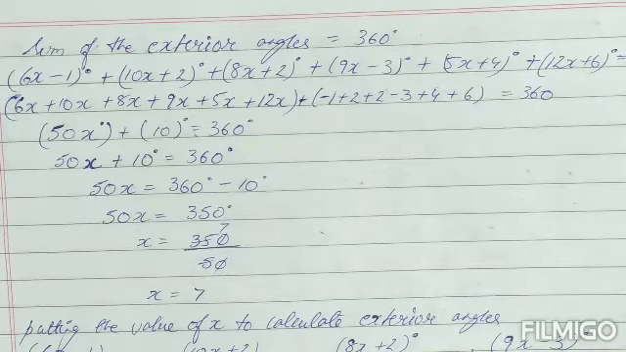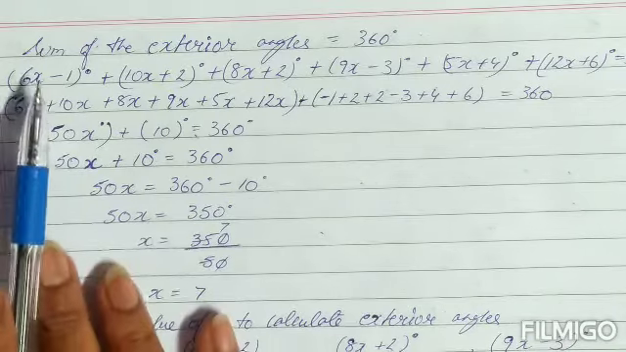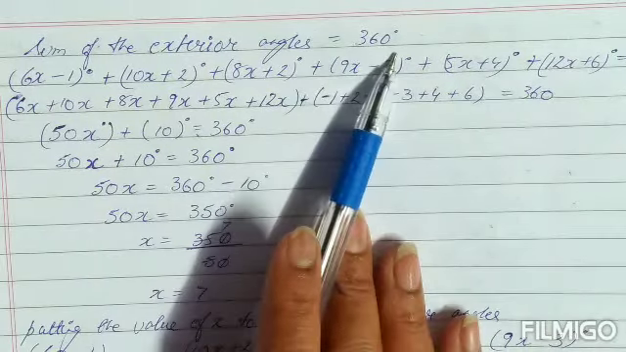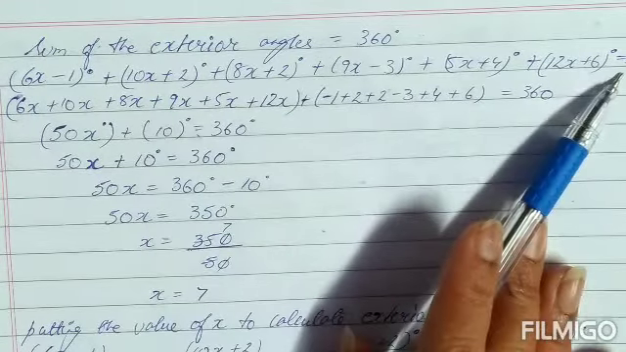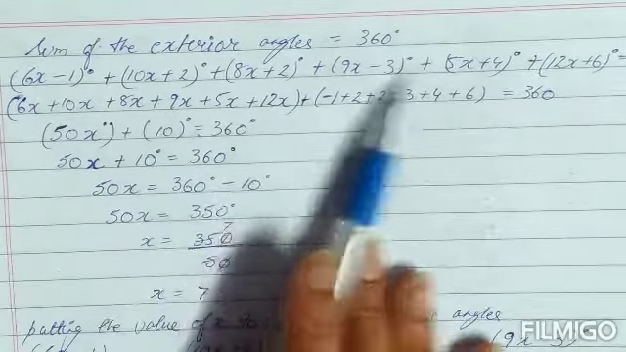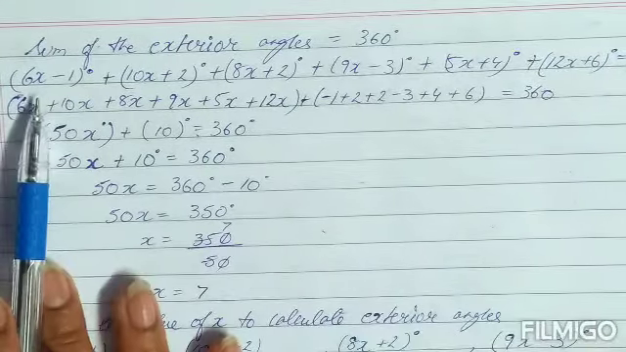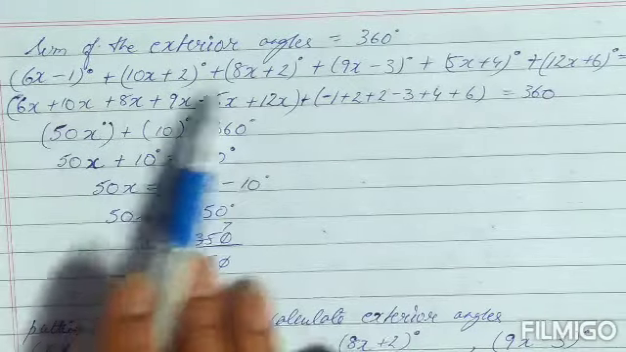Question number 7. The sides of a hexagon are produced in order, and the measure of each exterior angle so obtained is given, with the values of the angles. They have asked us to calculate each exterior angle. Now first of all, the sum of the exterior angles is 360. That means the addition of all these angles should come out to be 360. So we write all the angles, that is all the brackets that are given over here, children. Now after this, children, it is necessary that you arrange all the like terms together.